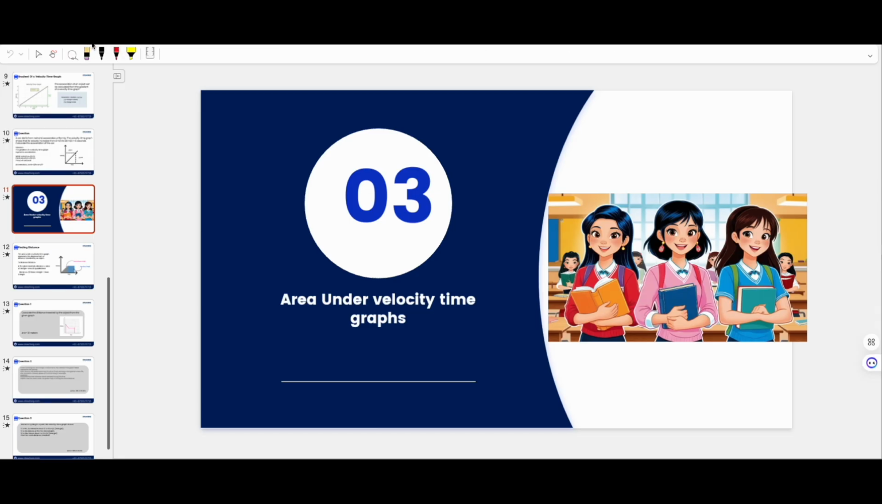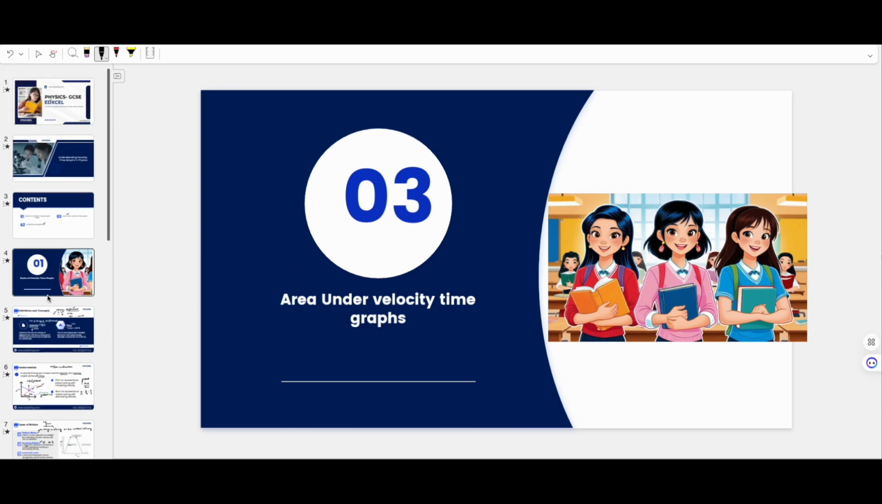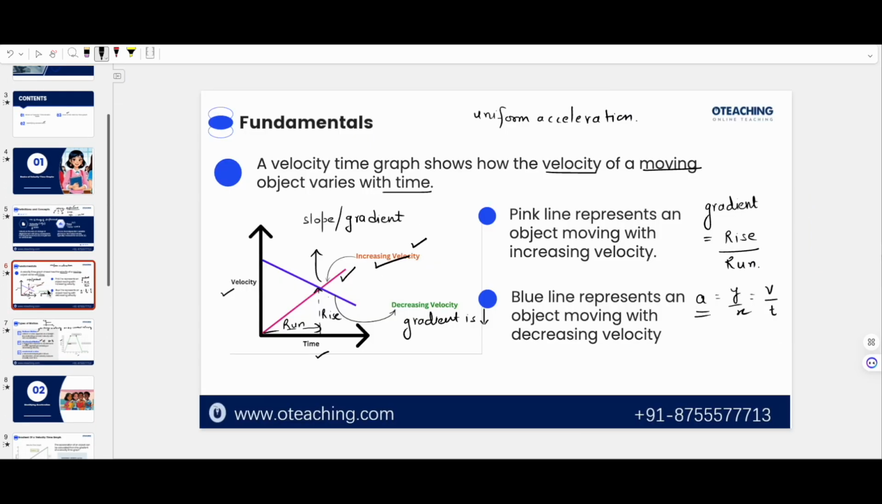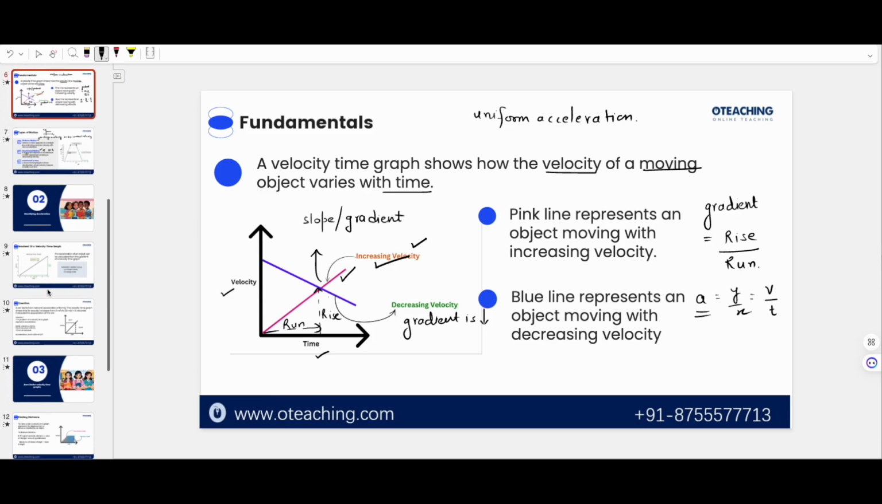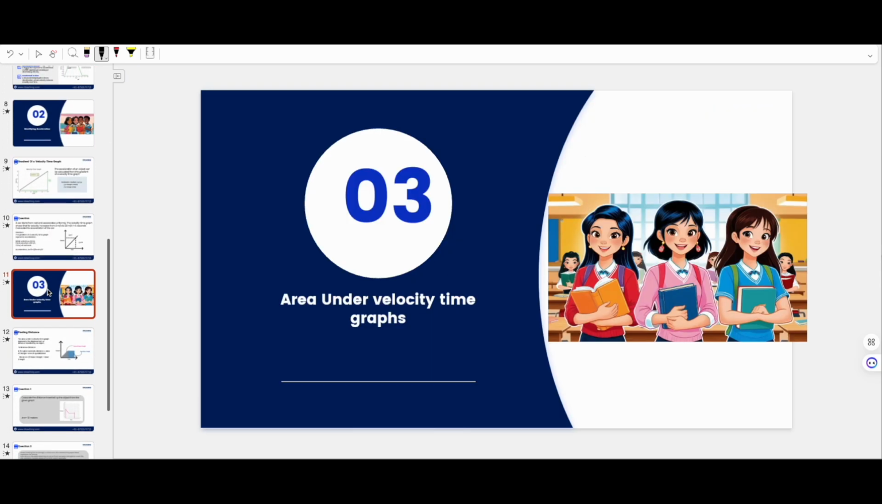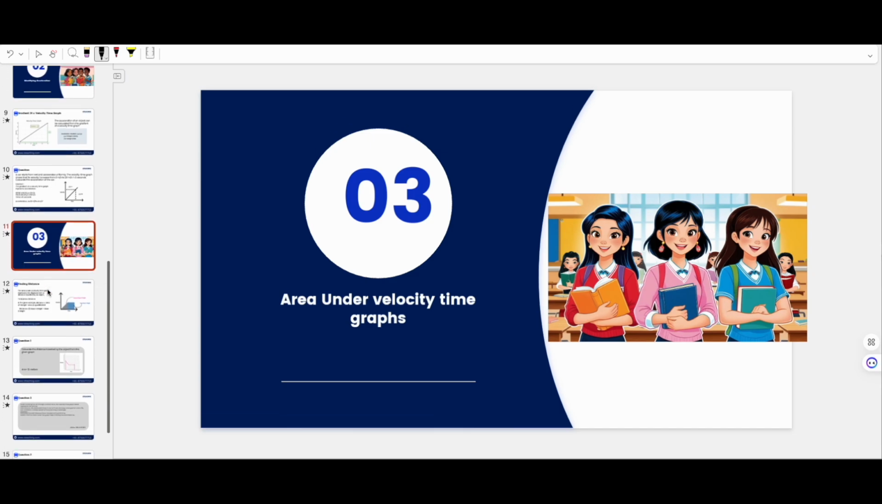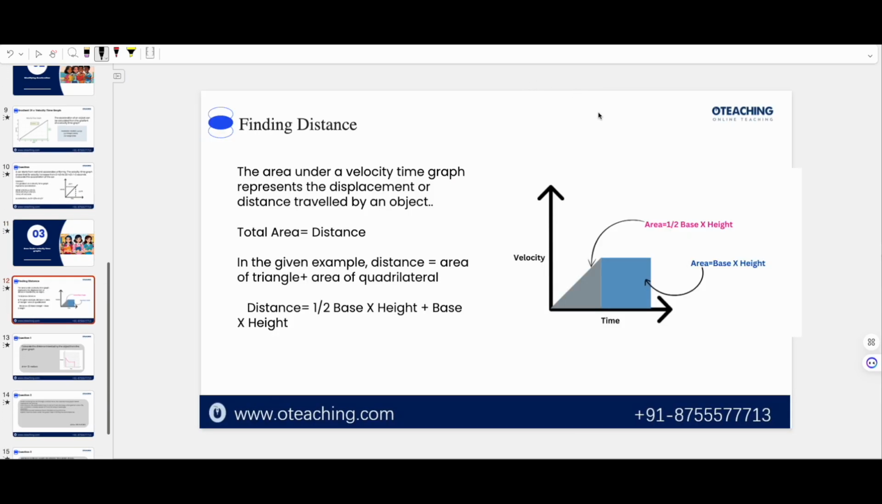So I'm back. As I discussed yesterday, I will be talking about the area under velocity time graphs in the next video. So here I am with this next video. I hope you remember that the last time we discussed that it's the gradient that gives you the acceleration in a velocity time graph. But there's another thing that you can calculate from a graph, that is the area under the curve.